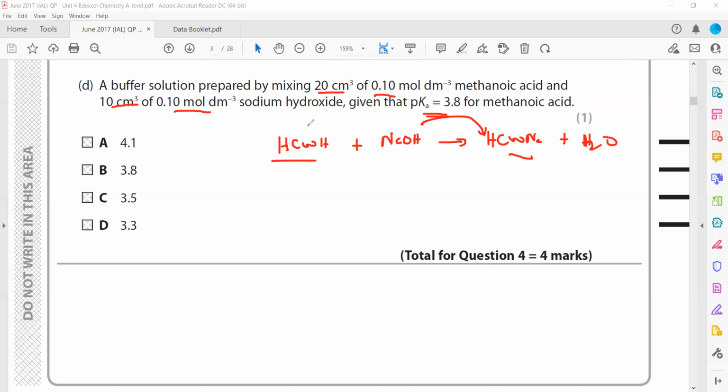So we want to find the pH, and the pKa is given. The concept is the concentration of acid divided by the concentration of the salt. We can use that to work out the pH of a buffer. So we have the volume and the concentration. Using the volume and concentration, we'll get the moles, which equals concentration times volume. So 0.1 times 20 divided by 1000, because the volume should always be in decimeter cube.